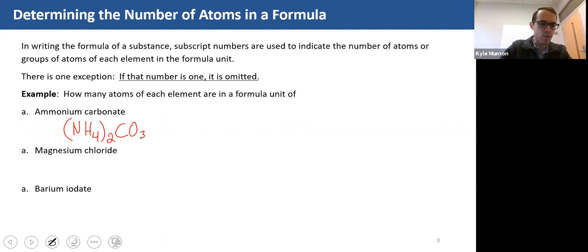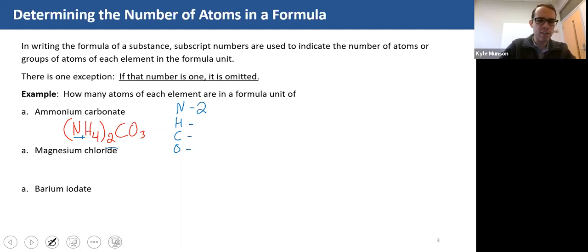What I like to do is just write down my different elements here. In this formula unit, I have nitrogen, hydrogen, carbon, and oxygen. Then I'm going to write down how many of each I have. For nitrogen, I have 1 nitrogen per ammonium ion, but remember this subscript 2 tells me I have 2 ammonium ions. So you just multiply, there's an imaginary 1 there, 1 times 2, so I have 2 nitrogens here.